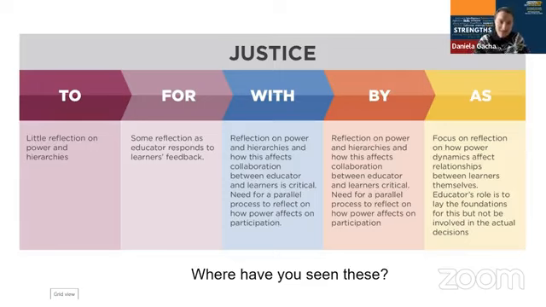So how do we co-create justice in a learning space? On the one end, it would be some reflection as educators respond to learners' feedback. In the middle, reflection on power and hierarchies and how this affects collaboration between educators and learners is seen as critical. And then at the far end, reflection on power and hierarchies and how this affects collaboration between educator and learner is again very critical and often led by the students rather than the facilitators.